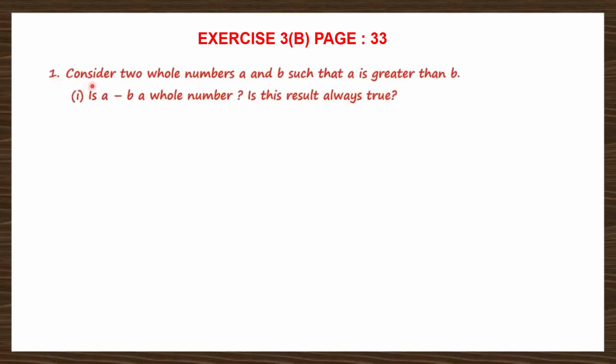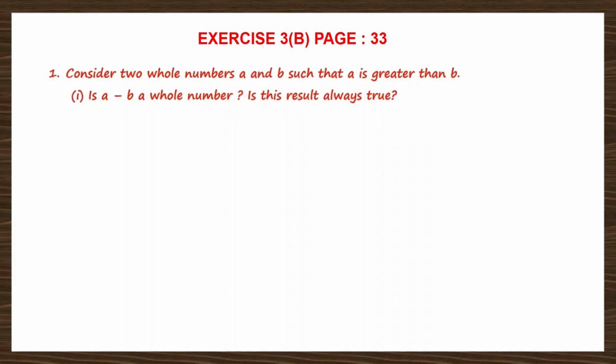Question 1. Consider two whole numbers a and b such that a is greater than b. So we're going to take two whole numbers a and b, and a is greater than b. Now we have to answer a few questions. Is a minus b a whole number? The second part of this, is this result always true? So let's look into these questions now.